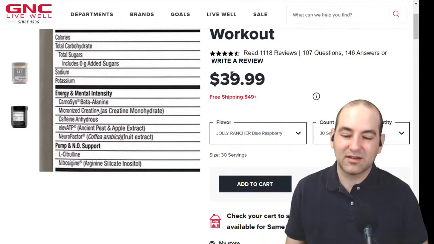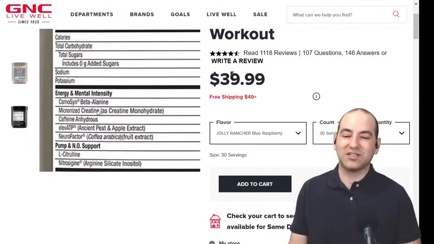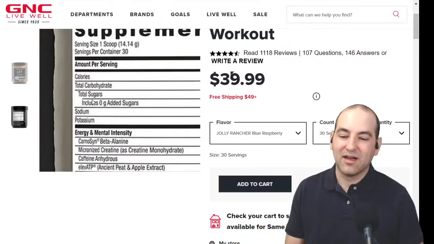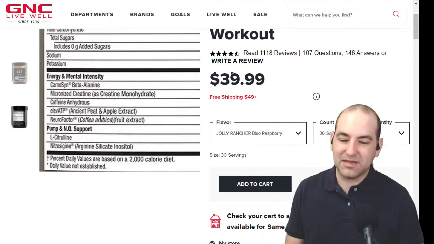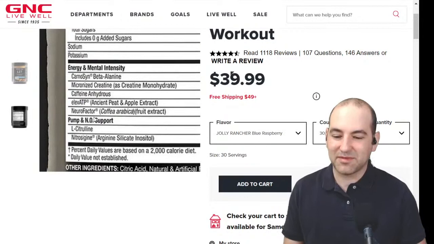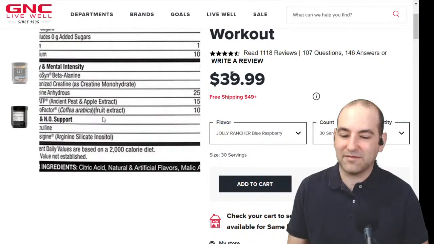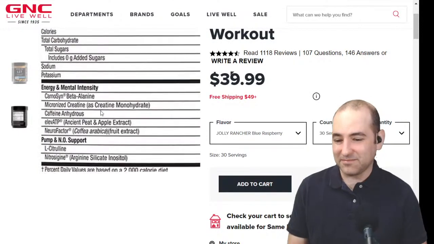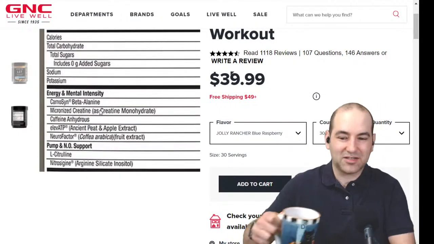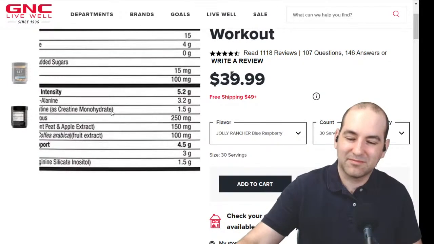And that's because caffeine is cheap. They're not going to spend a bunch of money on other stuff when they can just put a bunch of caffeine in there and charge you a bunch of money for it. So it's the same thing with this one, right? It's got all this other kind of ATP, peat, and apple extract, as though that's something important. But again, it's pretty much just caffeine. You've got 250 milligrams of caffeine and another 100 milligrams of a coffee extract. You've got some creatine in here, which is a real thing.